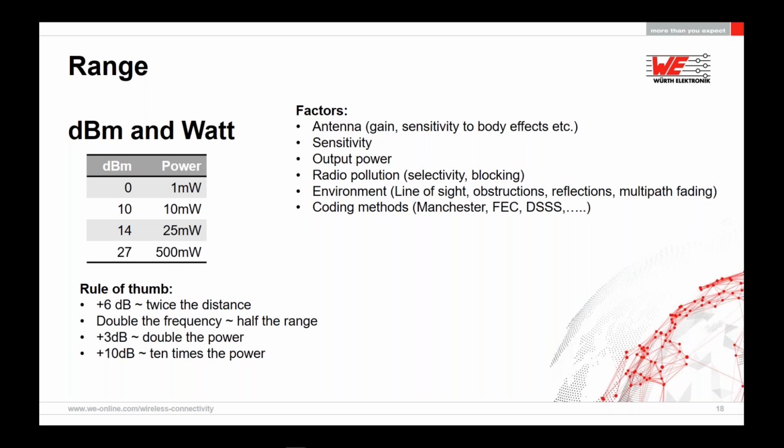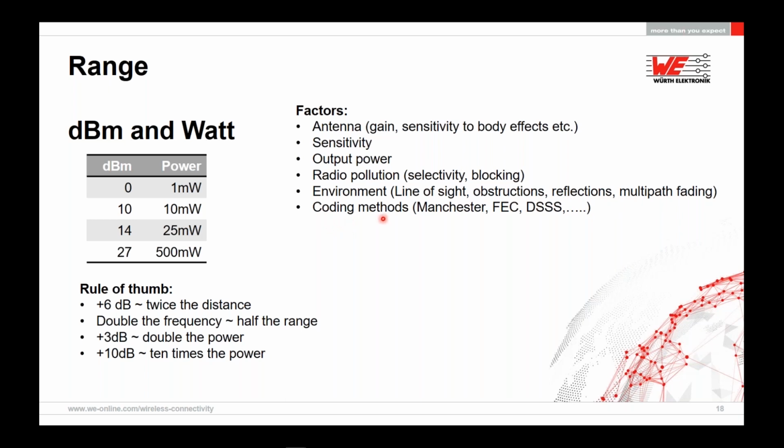Affecting us could be radio pollution, and we talk of selectivity and blocking. And very important in the actual environment. Normally we want to have a good line of sight, LOS, which I have here. Obstructions are a bad influence. Reflections and multipath fading are all elements of influencing my range.